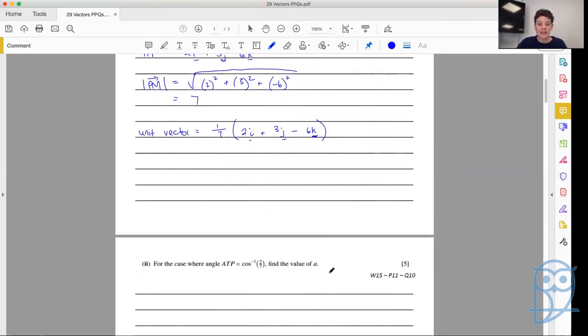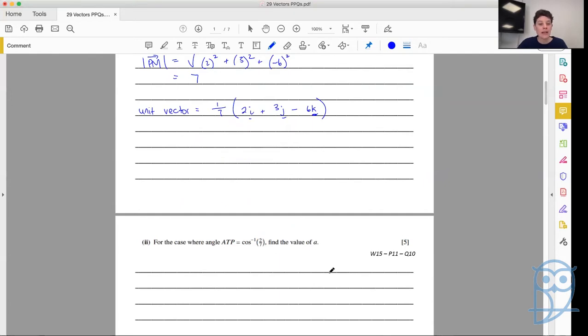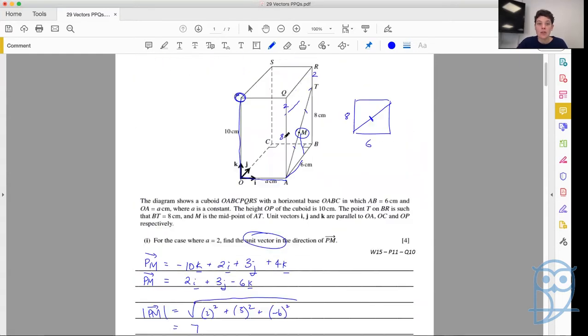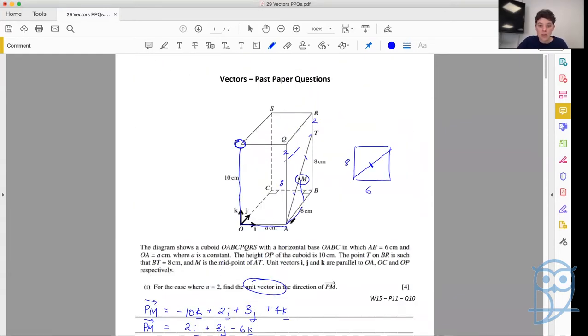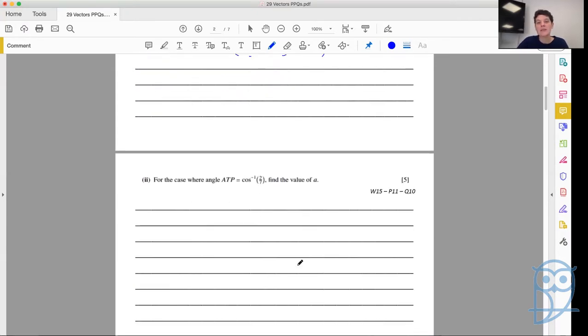So part 2 tells us that for the case where angle ATP equals cos to the minus 1 of 2 over 7, find the value of a. So angle from A to T to P. That's a very odd angle. But luckily, it all works in 3 dimensions quite happily. So we need to see who is ATP. ATP would be the vectors T to A and T to P. Because remember, for an angle, we want our vectors to originate.